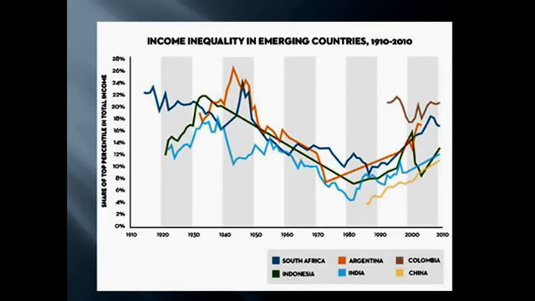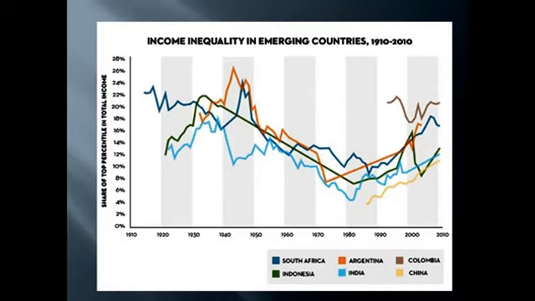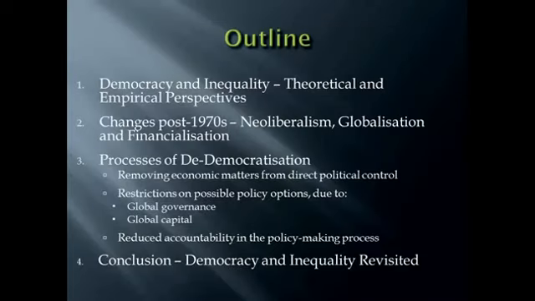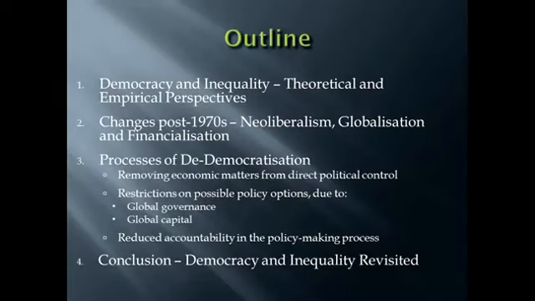So in this paper, I will try to look at the changes in political representation and in the nature of democracy in the post-1970s era, and explore how these changes may be playing a part in the contemporary upswing in inequality. So in what follows, I will first outline some of the theoretical discussions that have taken place regarding the relationship between democracy and inequality. That's the first section.